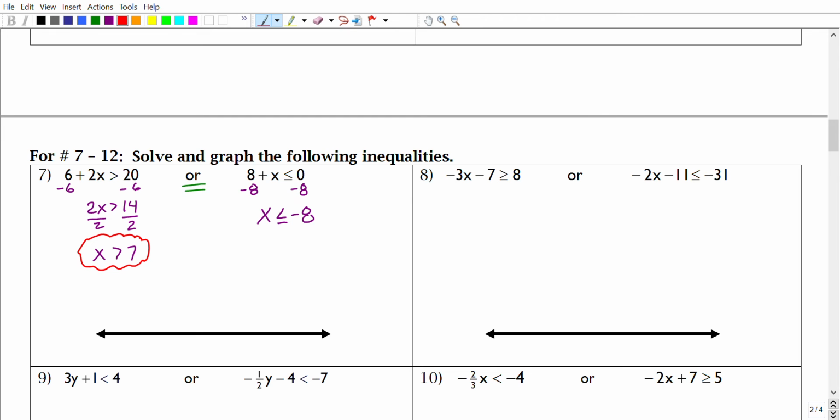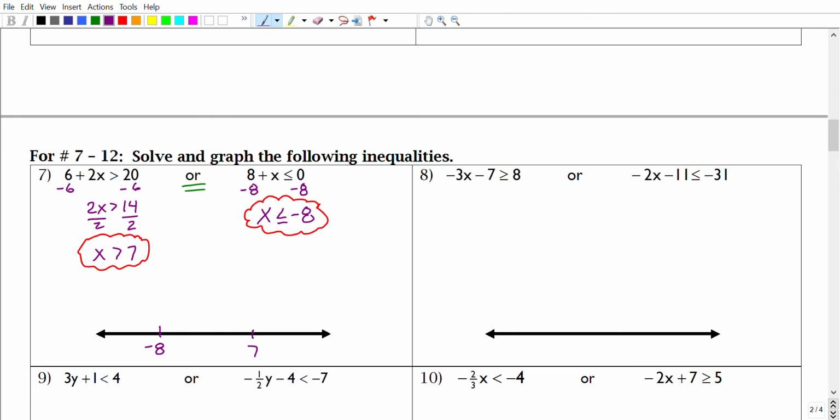Now, we have our two inequalities that are going to be separated with an or statement. Now, which one of those is the smaller one? Is 7 the smaller number, or is negative 8 the smaller number? Hopefully you guys can tell that it's negative 8 that's the smaller number. So because negative 8 is the smaller one, I'm going to put negative 8 here towards the left side of the number line, and I'm going to put the 7, because that's the greater one, over by the right hand side of the number line.